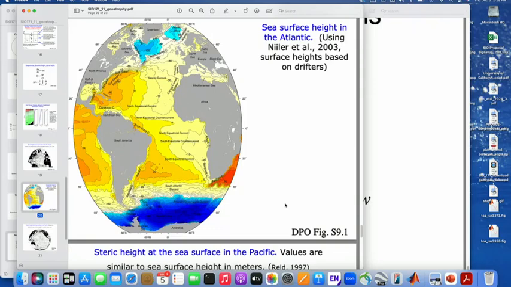And can you read these? So blue is lower, orange is higher. Okay. And this actually does have the values on there in centimeters.